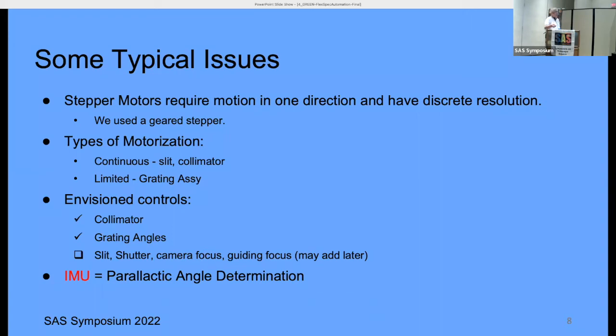So one of the things that had happened was we had some Envision controls, the third bullet down. We got the collimator in there. We got the thing to manage grading angles in there. But you'll notice the unchecked box is work that we need to do in the future, as Tony indicated. We're not really happy with a glass slit. So we left slit and slit automation to another time.